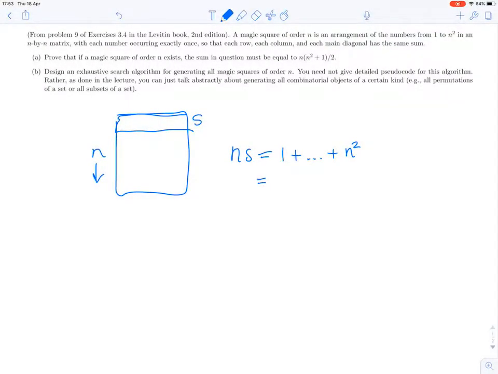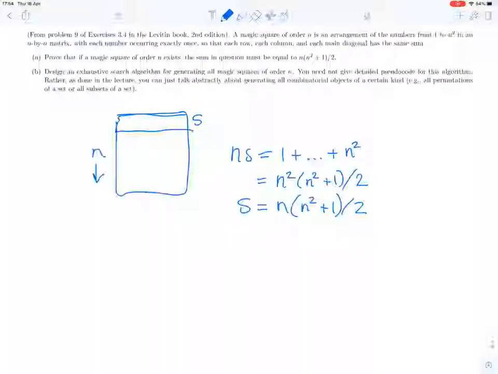And if we just use the rule for computing a sum, we get that it must be n squared times (n squared plus 1) over 2. And if we rearrange, we end up with the rule that the sum of each row must be n times (n squared plus 1) over 2. Okay, so now if I say, I want a magic square of order n, I can compute S, and then I know what sum each row, column, and diagonal should be. Okay, so that's the first part of the question.